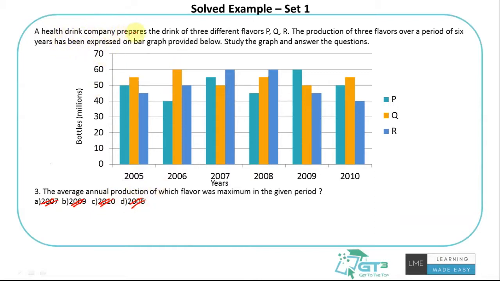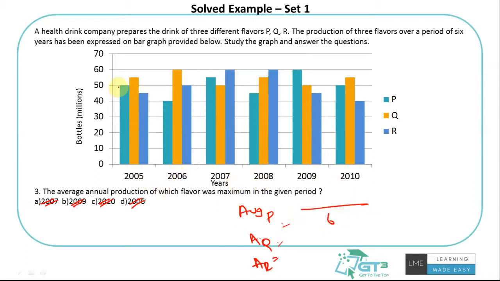A health drink company produces the drink in 3 different flavors P, Q, R. We have already seen this. The average annual production of which flavor was maximum in the given period? All I need to find is the average of P, average of Q, average of R. So there are 6 years. I need to sum them up and divide by 6.